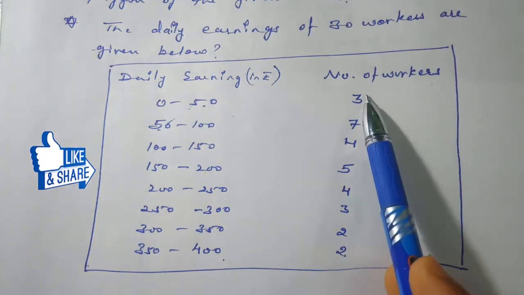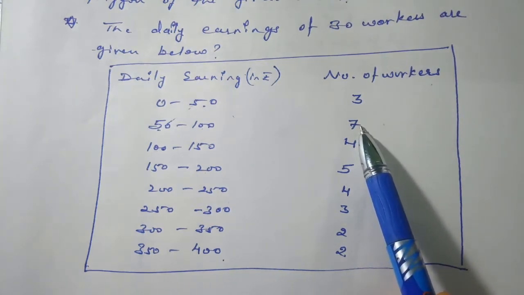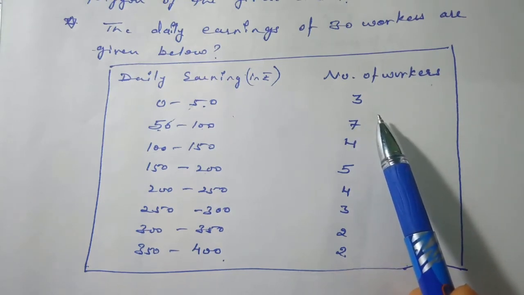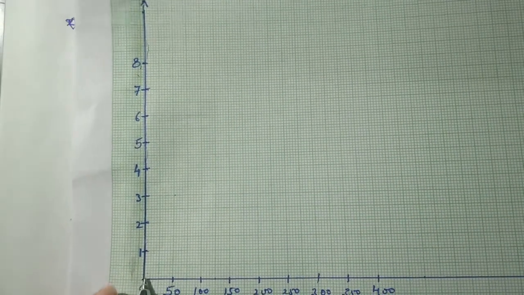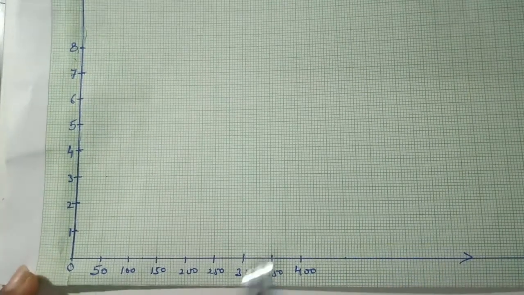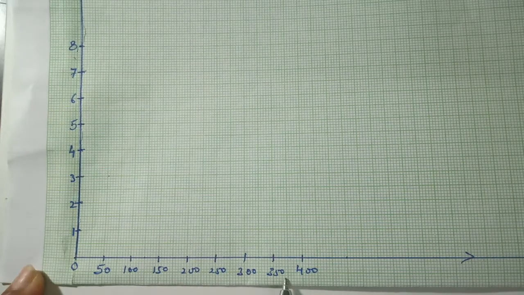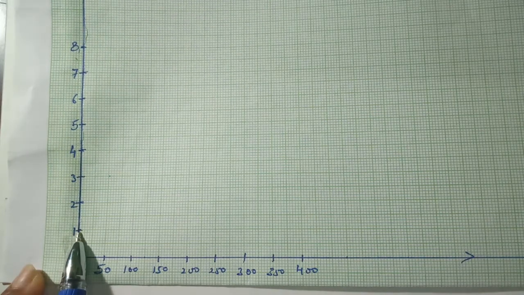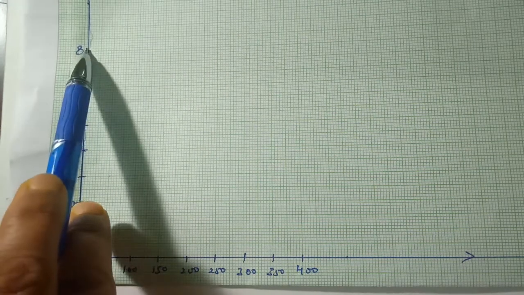Then for the number of workers, we first have to find the largest number. The largest number over here is 7. So we can take continuous numbers 1, 2, 3, 4, 5, 6, 7 till 7. No limit we have to take on the y-axis. So this way I have marked the numbers 0, 50, 100, 150, 200, 250, 300, 350, 400. And on the y-axis, 0 at the end of the first box, 1 at the end of the second box, 2, 3, 4, 5, 6, 7 and 8.